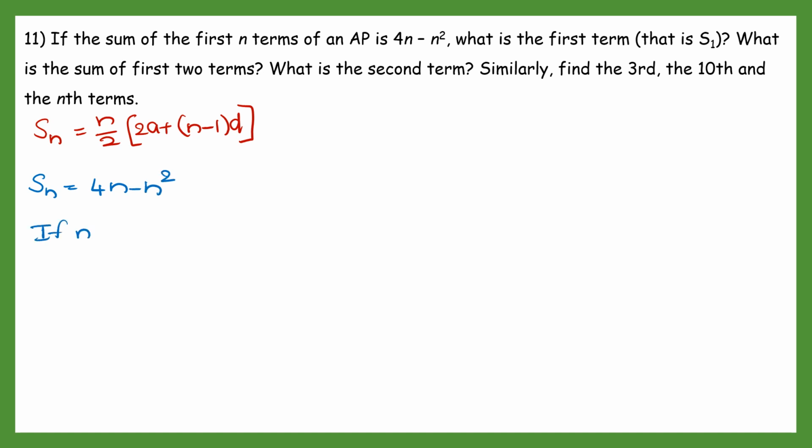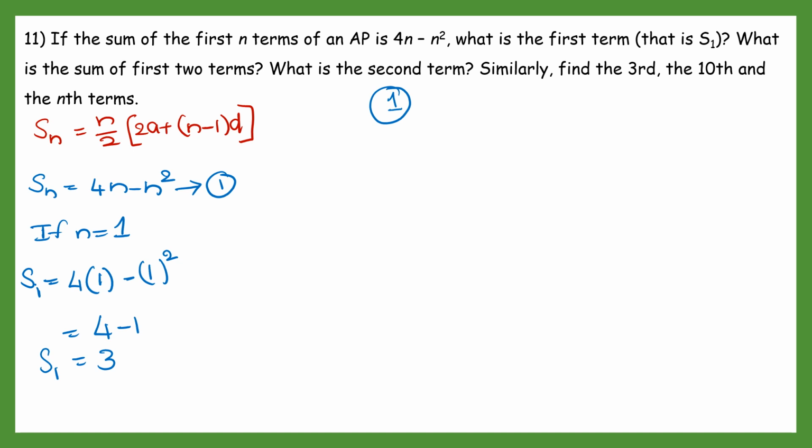In the last problem, what did we do? If n is equal to 1. This is the first equation. Substitute n is equal to 1 in the first equation. That is sum of one term. Sum of one term means only the first term. 4 into 1 minus 1 square. 4 ones are 4 minus 1, 3. S1 is 3. S1 means what? You have only one term. Sum of the one term will be the first term itself. So, this is nothing but first term. A is equal to 3. We got first term of the arithmetic progression. A is equal to 3.